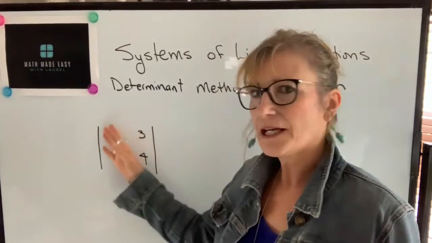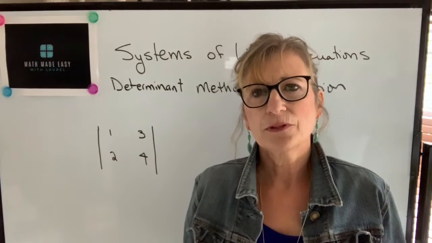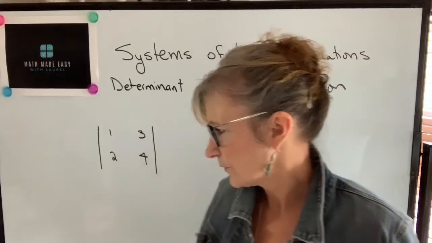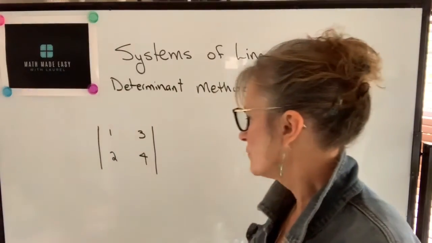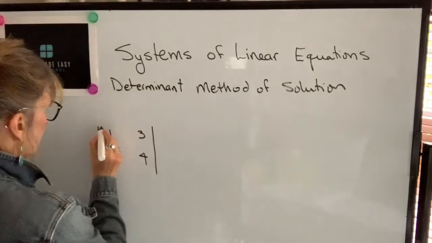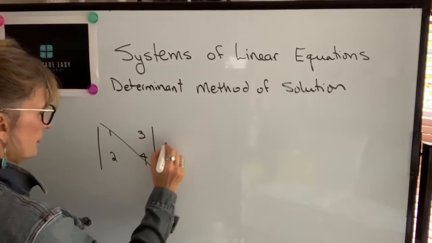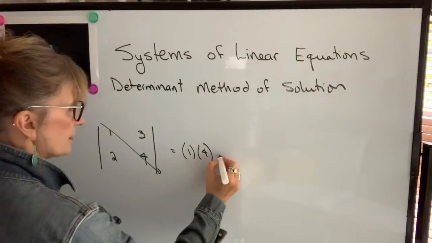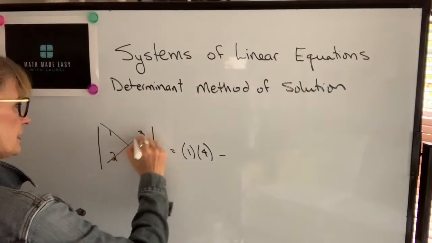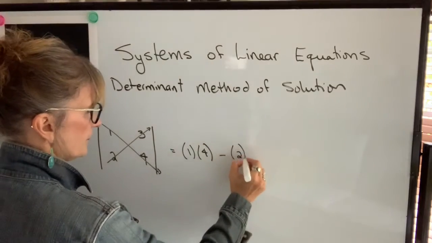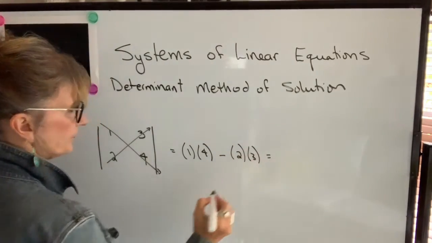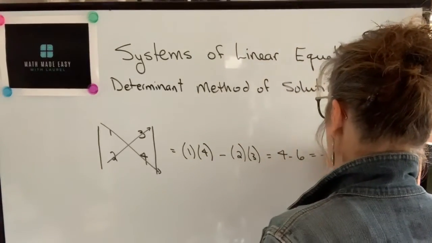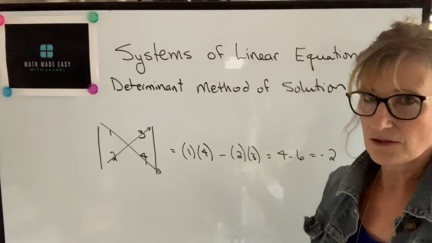When they're just the lines, it represents a value. It represents an operation. And the definition of that operation is you take this product here, so 1 times 4, and you subtract this product here, 2 times 3. So that's the definition of a determinant. So that's 4 minus 6. So the value is -2. That's all that it is.